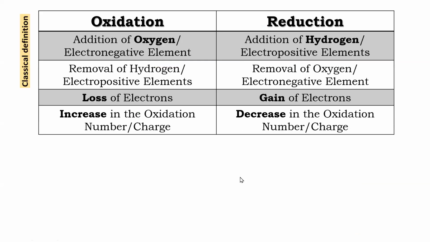To put it very simply, oxidation is nothing but addition of oxygen, or it can also be any electronegative element. By electronegative element I mean the elements which have a tendency to gain electrons. This can include fluorine, chlorine, bromine, iodine, anything which is electronegative. So addition of oxygen or an electronegative element is oxidation.